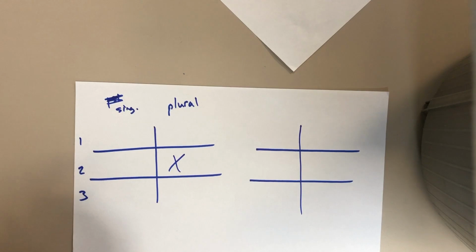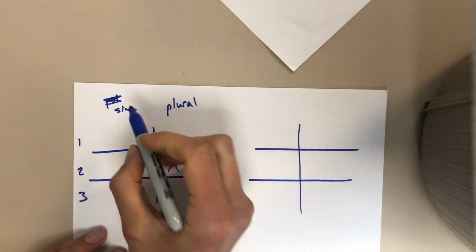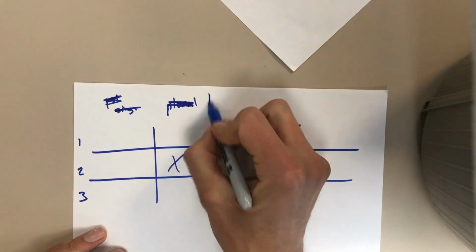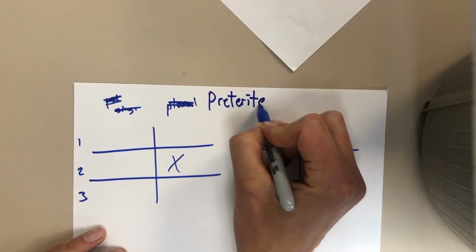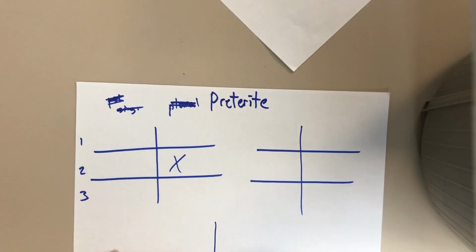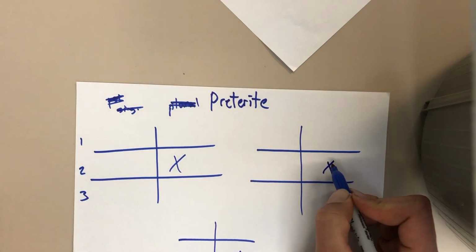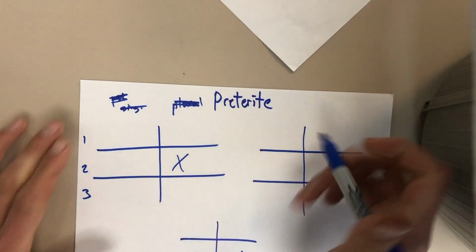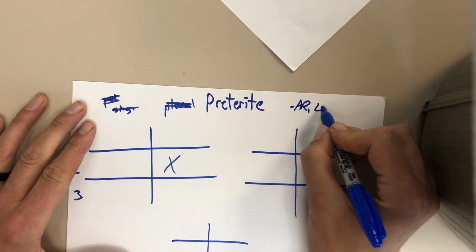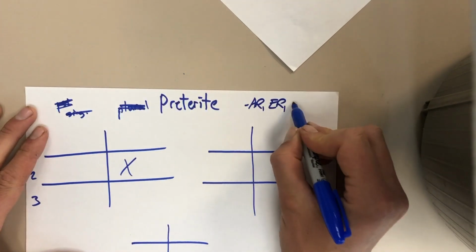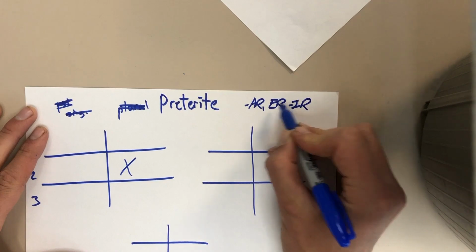All right, so let's say you have, let's get rid of this. Let's make this our preterite tense ending. This is one of the past tenses. Okay, so stay with me. There's three kinds of verbs in Spanish. There's verbs that end with AR, verbs that end with ER, and verbs that end with IR.